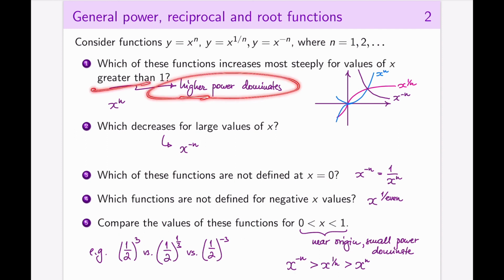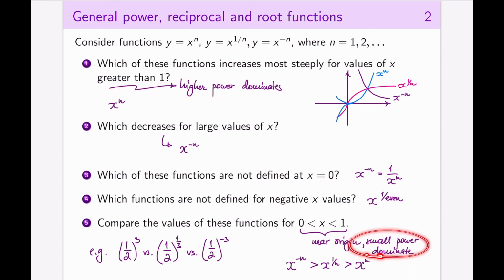Higher powers dominate for large numbers, small powers dominate for small numbers. That is the rule. That is something that will be consistent throughout. So all of the observations, the numerical and the graphical ones, should agree on that conclusion.